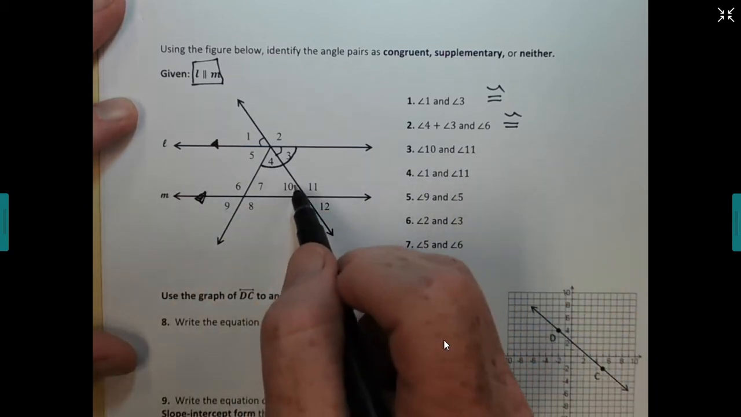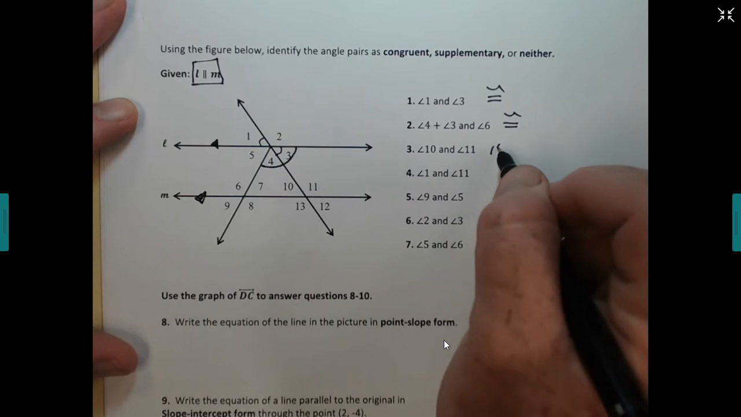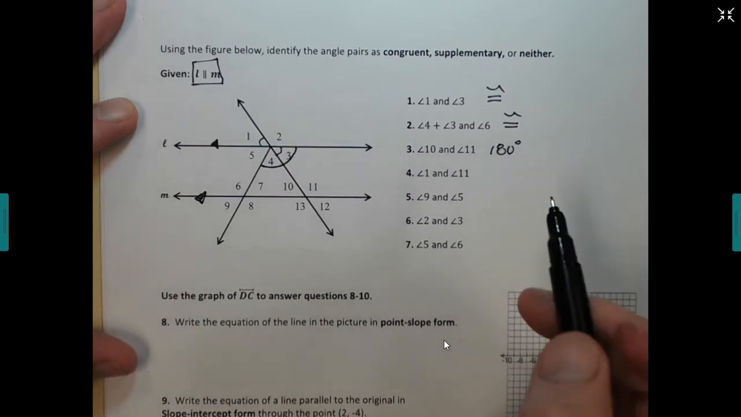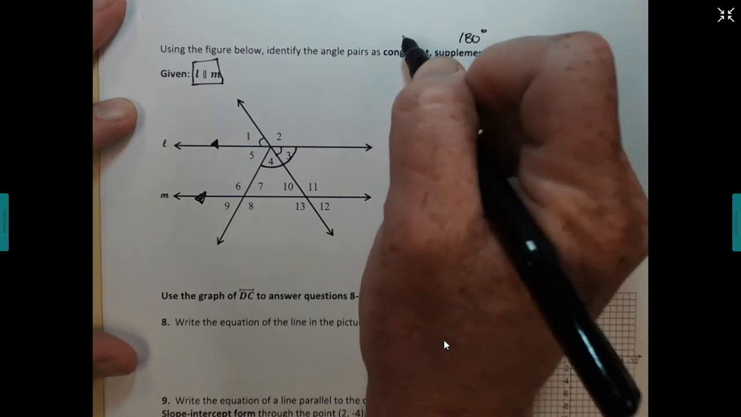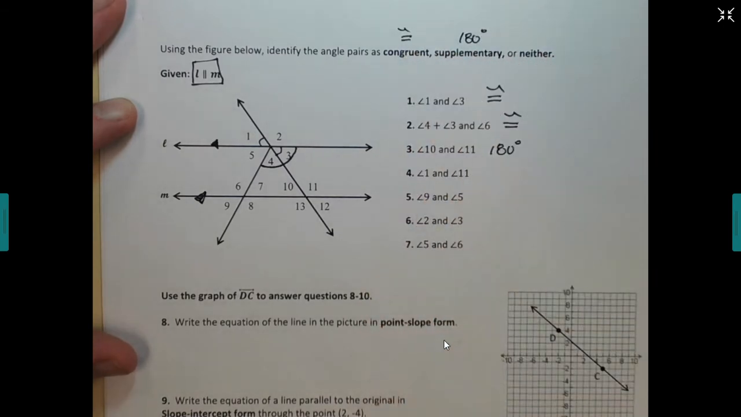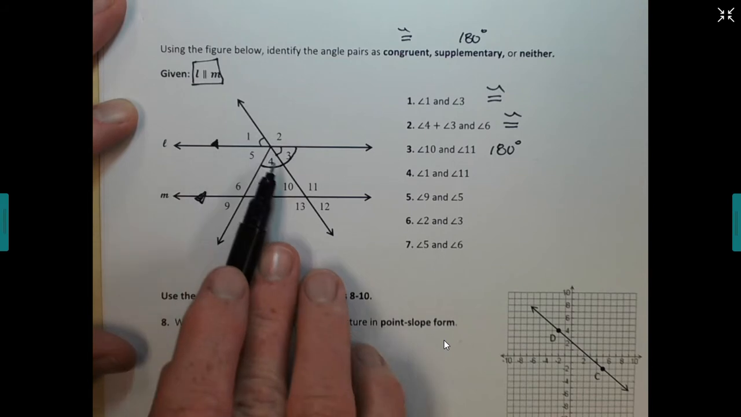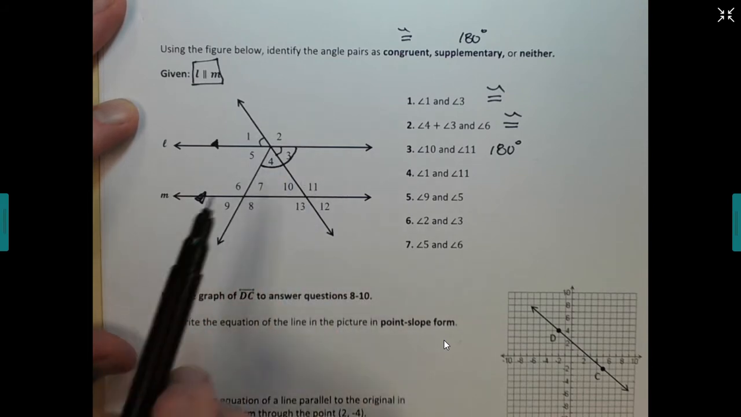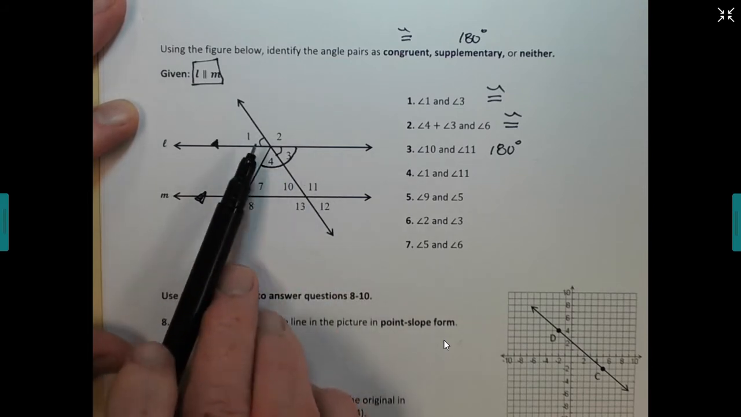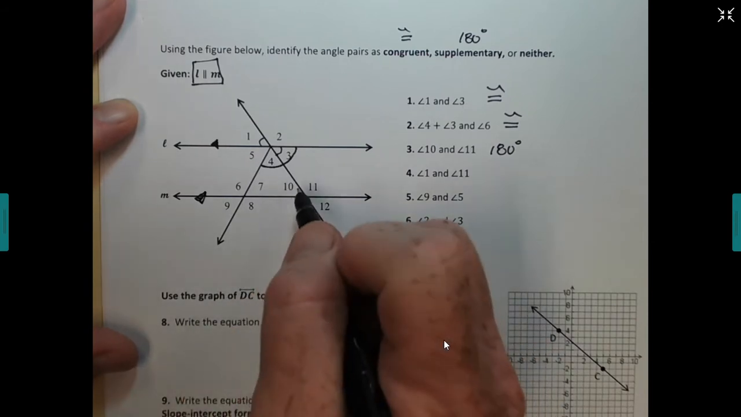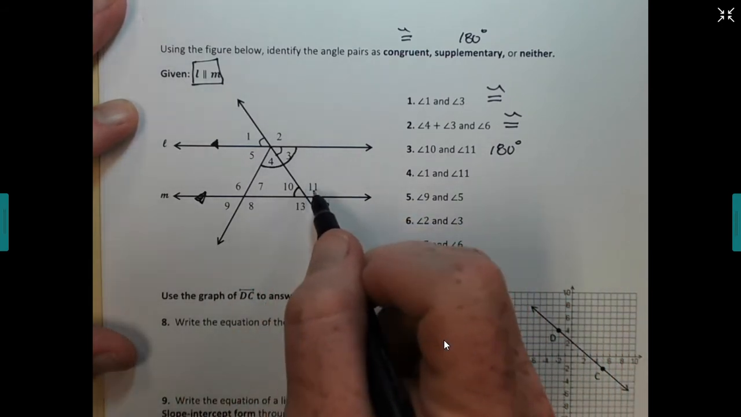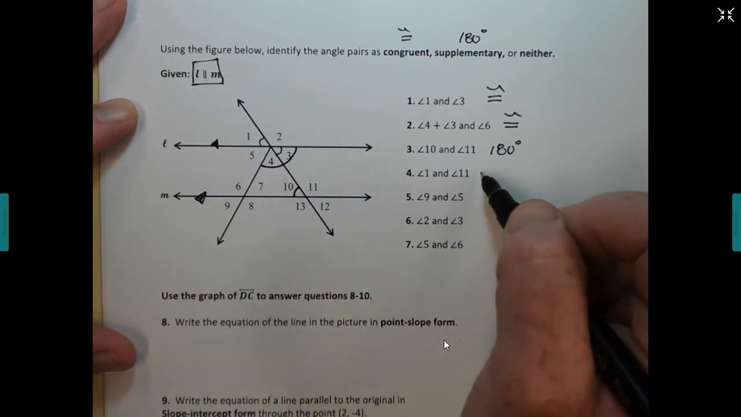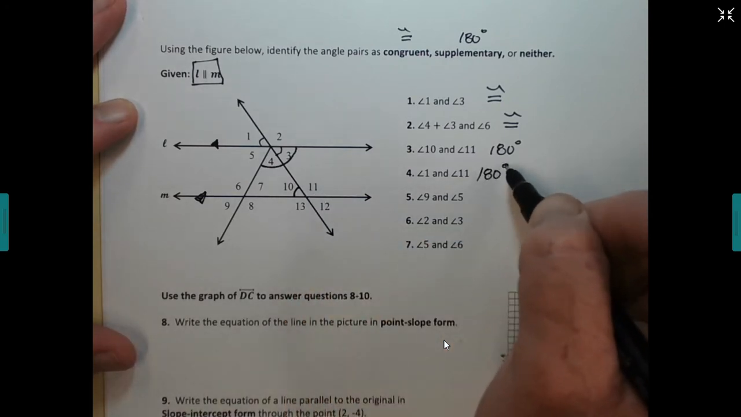10, 11, linear pair, going to add up to 180 degrees, or remember, supplementary. 1 and 11. Well, angle 1 would have to be congruent to angle 10 because they are corresponding. 10 and 11 are a linear pair, meaning they add up to 180, so these two would add up to 180.